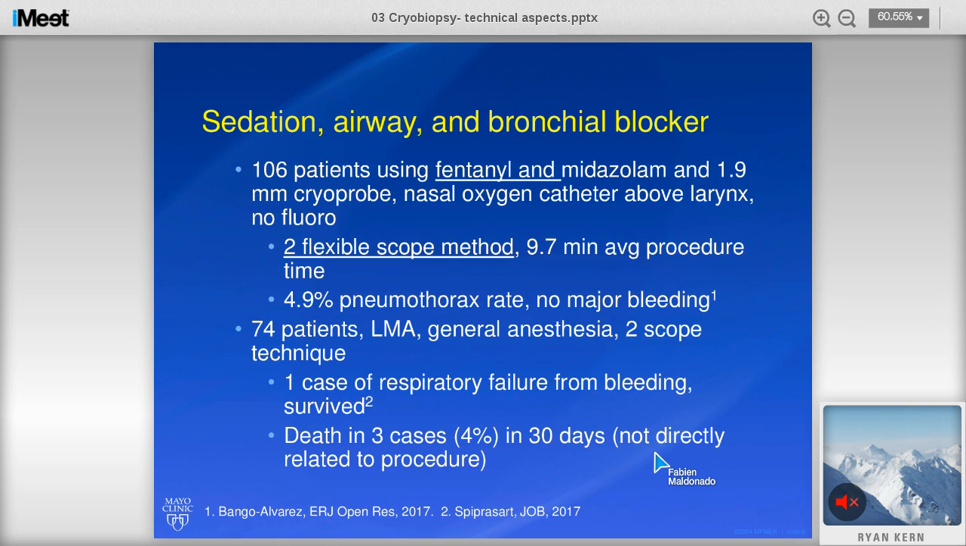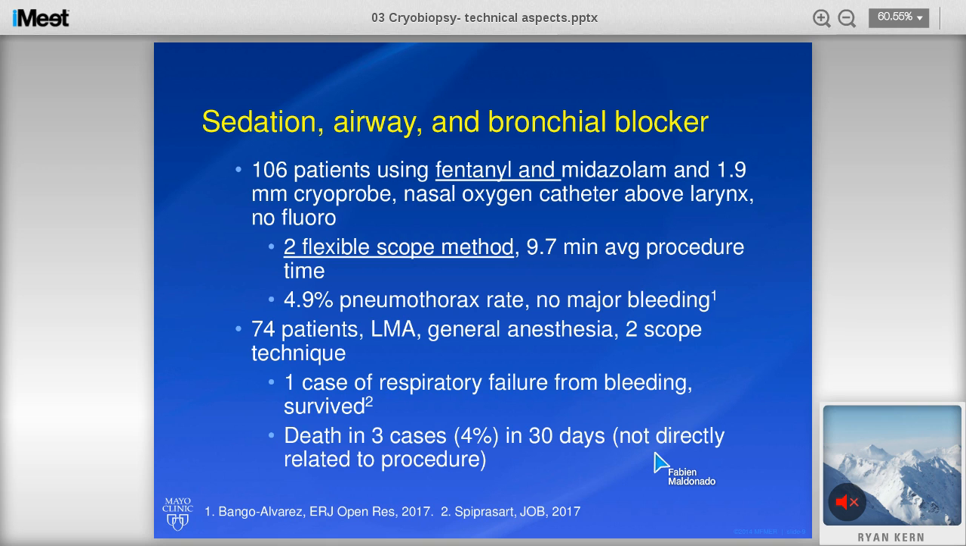Next slide, please. Another couple studies had some similarities. A recent one was published with 106 patients, again using moderate sedation with the smaller cryo probe. They used a nasal oxygen catheter above the larynx, and they had a novel two-flexible scope method where the first biopsy was taken and pulled out, and then another scope was quickly advanced in to monitor any bleeding or do any wedging or whatever else needed to be done. And quite impressive procedure time of only 9.7 minutes. They said they had a very low complication rate with about a 5% pneumo rate and no major bleeding.